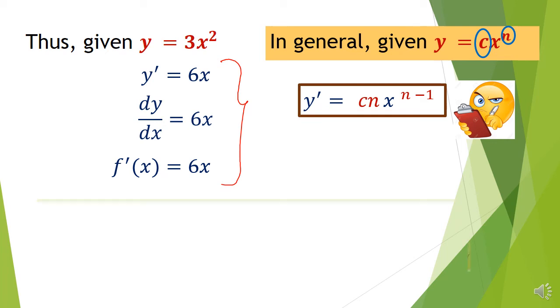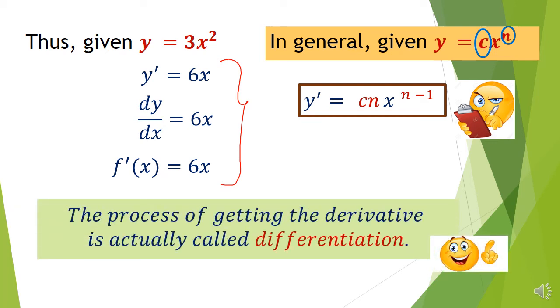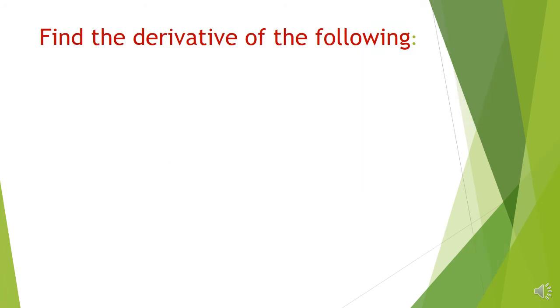So, the process of getting the derivative is actually called differentiation. In math, the word differentiate is different compared to the context of the word differentiate in the English language. Okay, now let's find the derivative of the following.